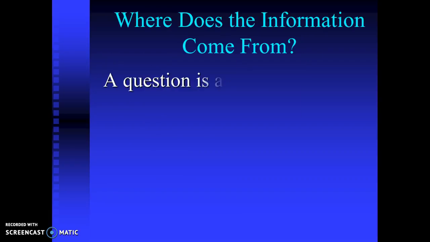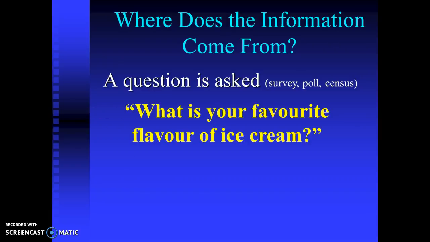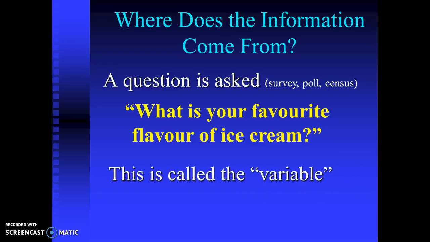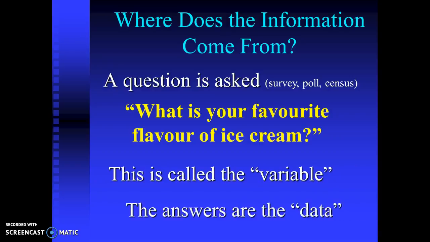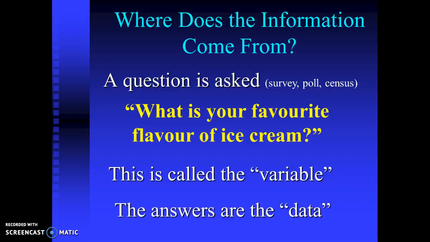So as I said, we have to collect the information, and we do that by asking a question, by taking a survey, poll, or census. And the question you may ask, that is what you're looking for an answer. So you want to make sure it's very clear. And this is called the variable. In this particular question, we're going to say the variable is the flavor of ice cream. And the answers we collect are all considered to be the data.